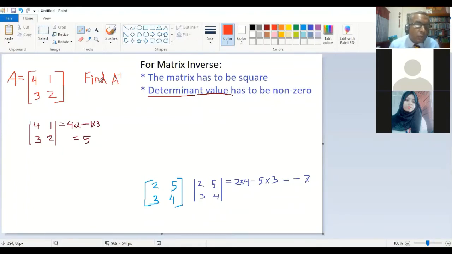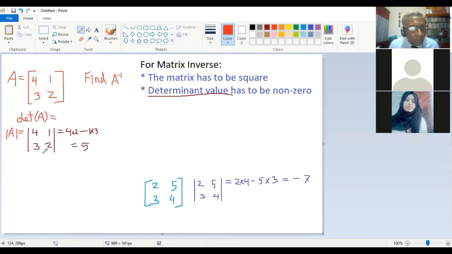Now to find the inverse of A, we find the determinant of A first. The determinant of A is already done here. You can write a vertical line, then A, which is called the determinant of A. Sometimes you can also write det, small letter, not capital D, then bracket, then A. It is also a writing style for the determinant of A. So this is the determinant and the value is 5. Now we proceed with the next part.